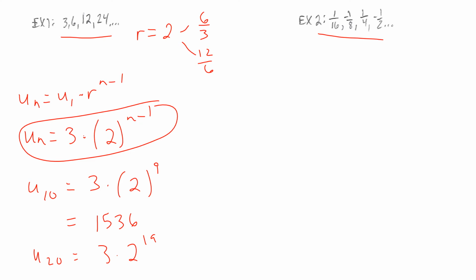Your calculator sometimes will give you big time decimals or big time numbers using scientific notation, so just be careful. So it jumps really fast.